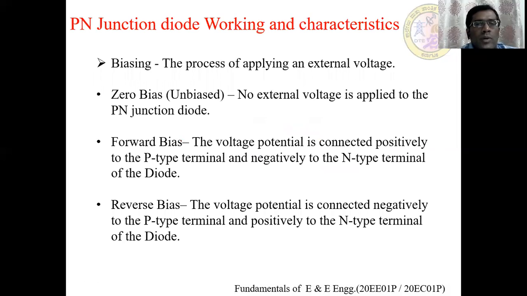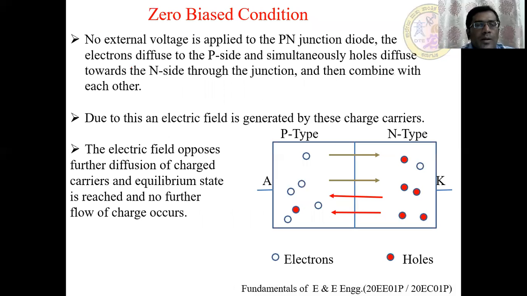So, the PN junction diode working and its characteristics. Biasing is a process of applying external voltage. Zero bias, or unbiased, is when no external voltage is applied to the PN junction diode. In forward bias, the voltage potential is connected positively to the p-type terminal and negatively to the n-type terminal of the diode. And in reverse bias, the voltage potential is connected negatively to the p-type terminal and positively to the n-type terminal of the diode. Now we will see the zero bias condition.